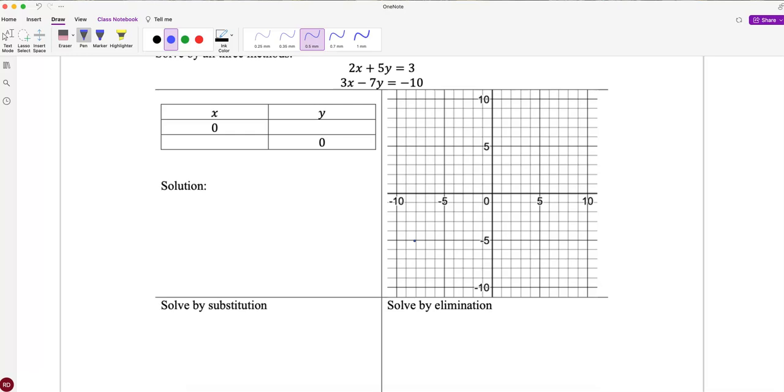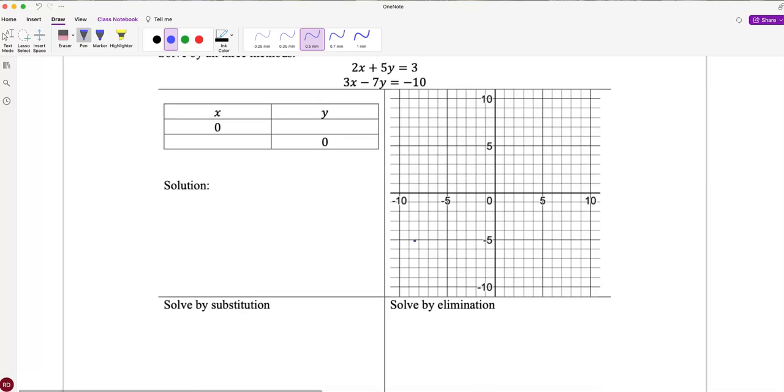There's not a real obvious choice, because if you look at the top equation, you divide by 2, you get fractions. Divide by 5, you get fractions. Same thing below. So I'm going to have fractions no matter what I do. So I'm going to pick the smallest fraction, dividing by 2. Take that top equation, 2x equals negative 5y plus 3. So y is negative 5 halves x plus 3 halves.